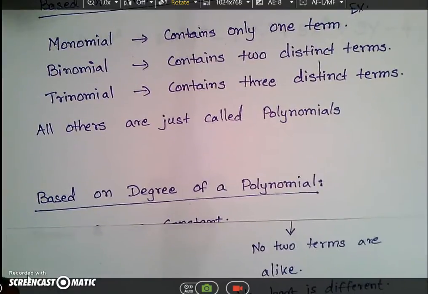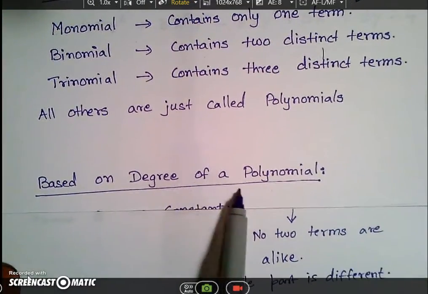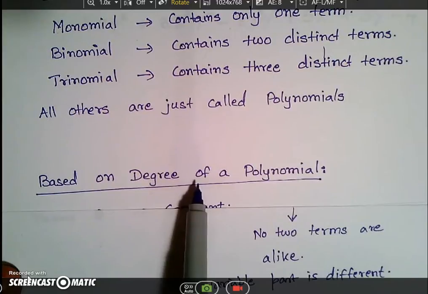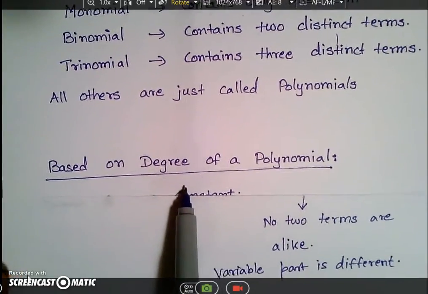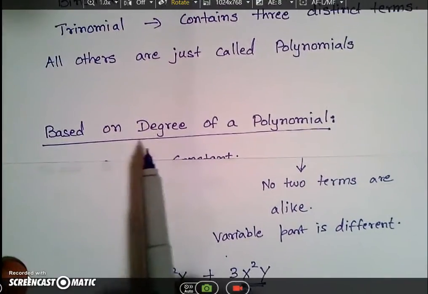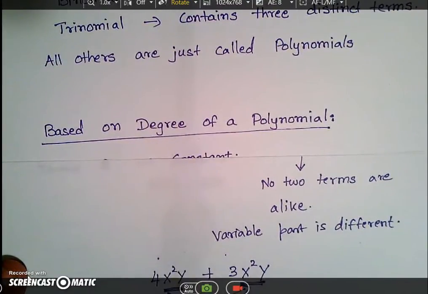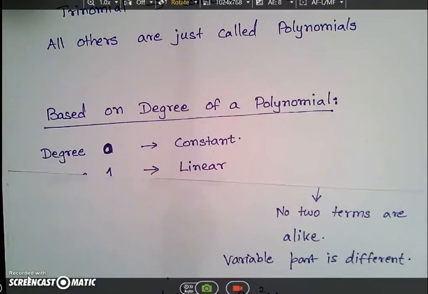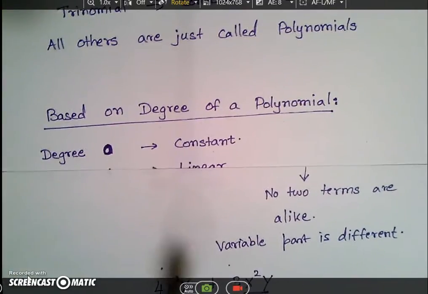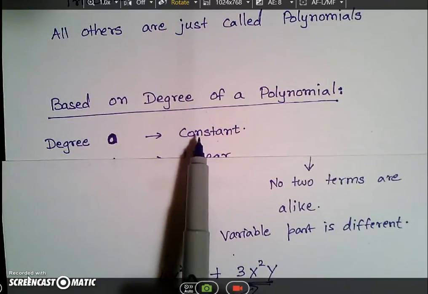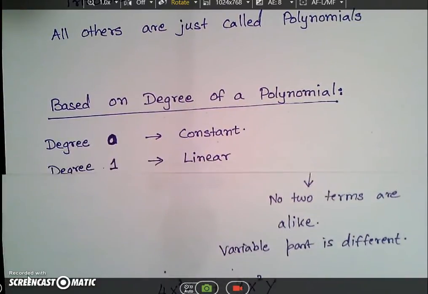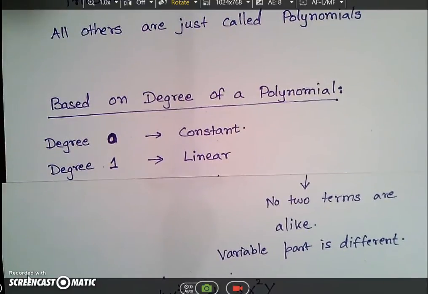Next classification is based on the degree of a polynomial. What is the degree of a polynomial? We are going to learn it in a bit, but let's just look at the names that are given to those. Based on the degree of a polynomial, if the degree is 0, it's called a constant. If the degree is 1, it's called linear.